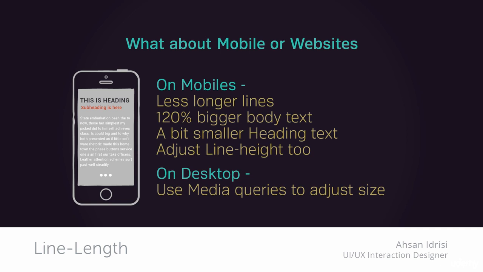Also, on mobile phones the lines will be shorter because we have less space, so some of the line length principles don't apply there. Also you need to shift the heading size and the line height, so all these factors you need to cover for mobiles. And on desktop, if you are a developer, you need to use media queries to adjust the size for the optimal line length and readability.